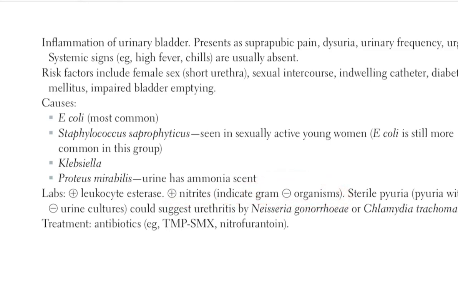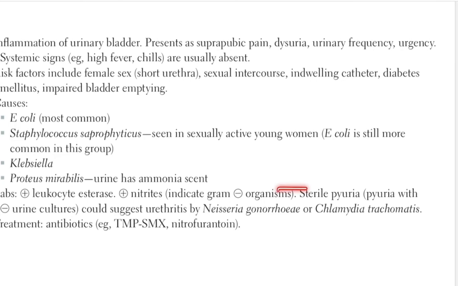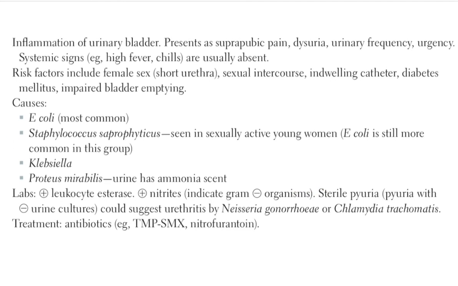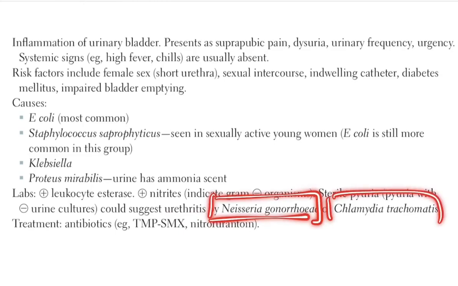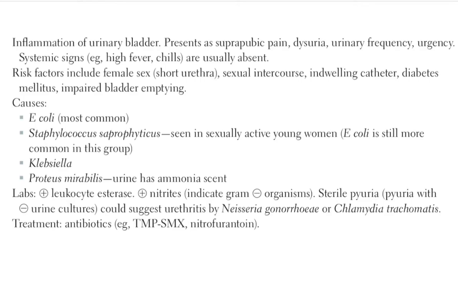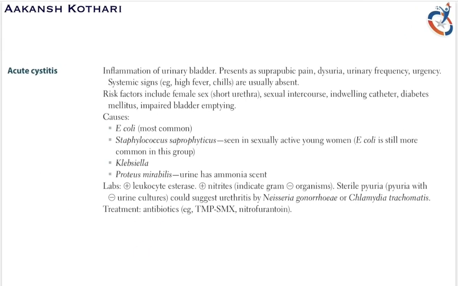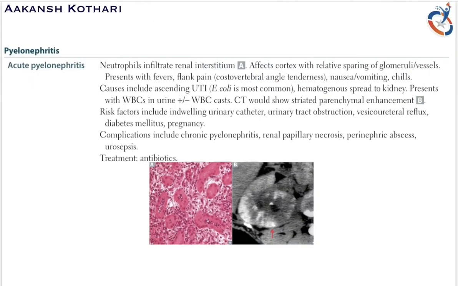gram-negative organisms. And if there is a presence of sterile pyuria, that means pyuria with negative urine culture. Okay, so there is negative urine culture of bacteria, but still there is pyuria. It can suggest urethritis due to Neisseria gonorrhoeae or Chlamydia trachomatis. Is it clear? Now, the basic treatment is antibiotics like nitrofurantoin or TMP-SMX. Is it clear? Now let us talk about this next one, that is pyelonephritis.